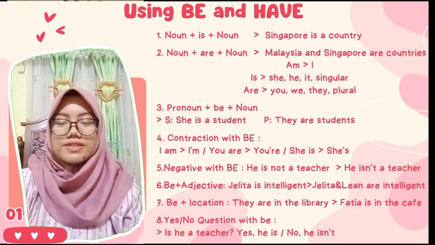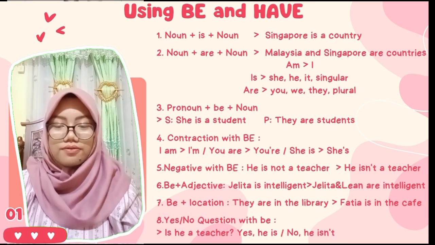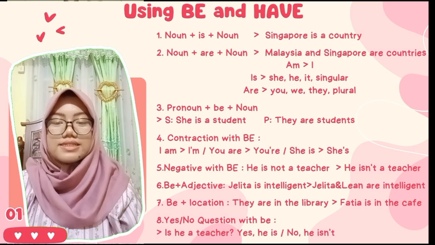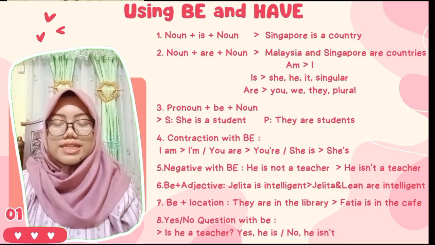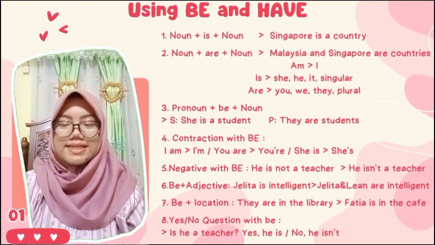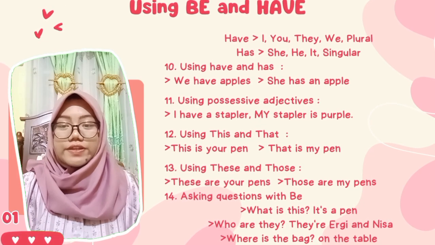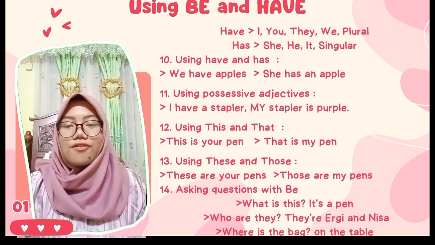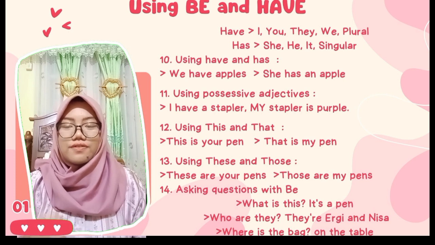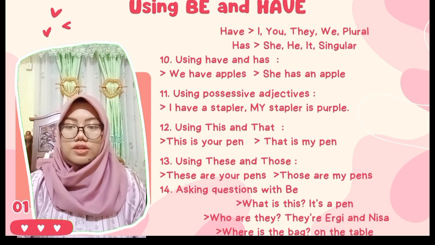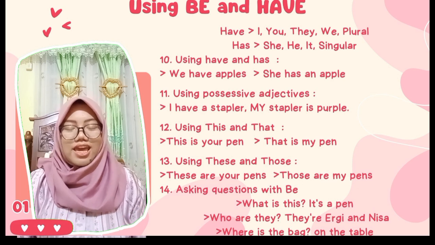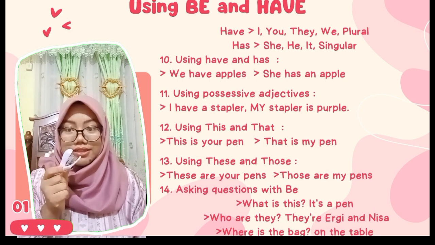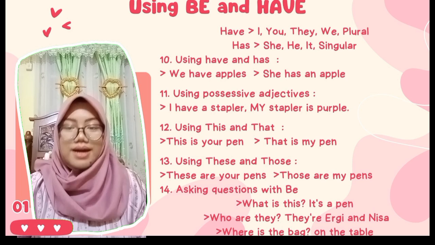Also, we can use it in yes or no questions with be. For example, is he a teacher? Be, subject, and the object. And you can answer it like yes, he is or no, he isn't. And in using have, it is for I, you, they, we, or plural, and has for she, he, it, or singular. For example, we have apples, or singular, she has an apple. And we also can use possessive adjectives like I have a stapler. My stapler is purple. So I becomes my.